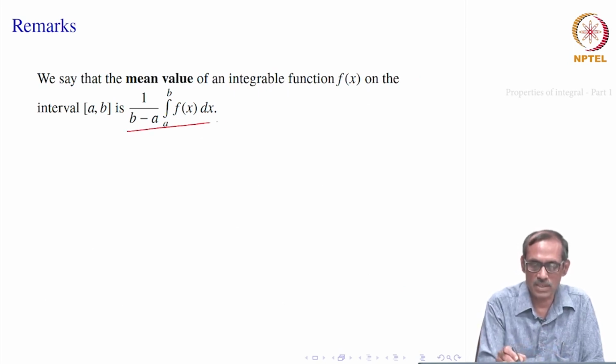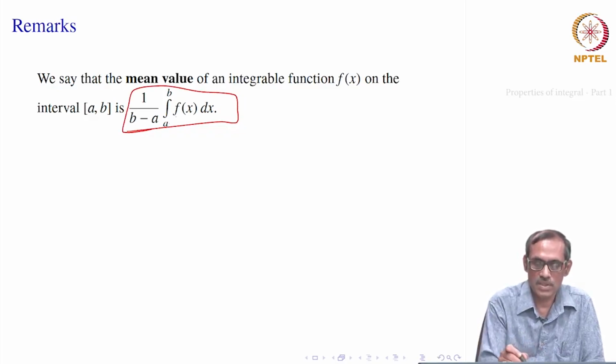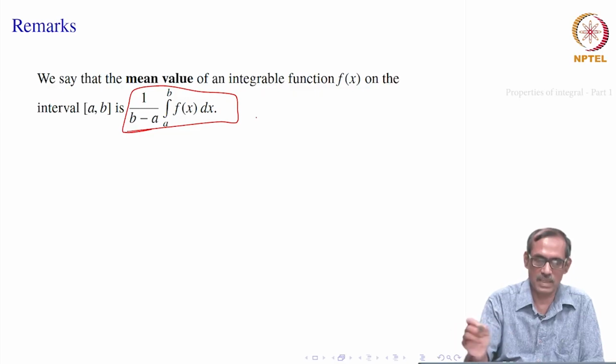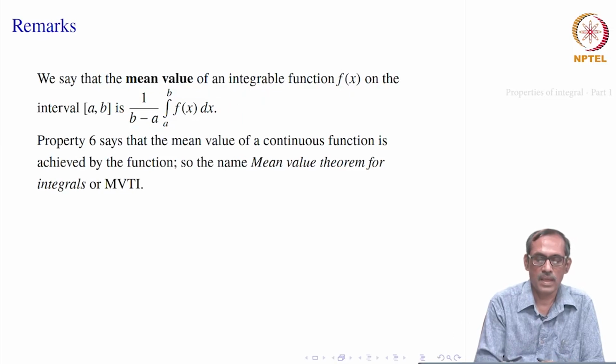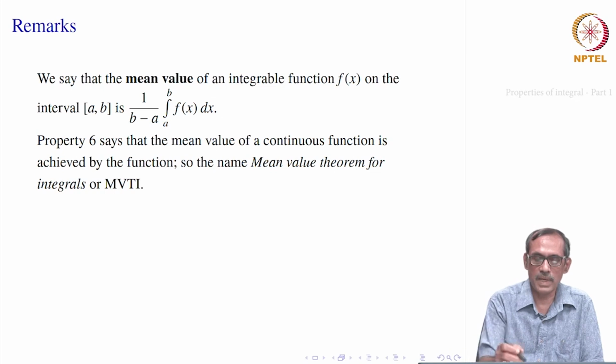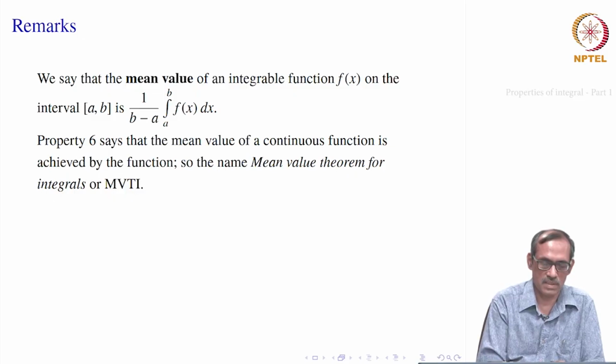we have explained why it is called mean value theorem for integrals, because this number which is integral of a to b f of x dx divided by b minus a is also called as the mean value of the function f, because anyway it is the area divided by the length b minus a, that is why it is called the mean value. So, property 6 says that mean value theorem for integrals, that the mean value is achieved by the function in some sense. So, it is f of c is equal to this.